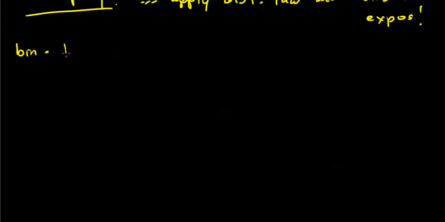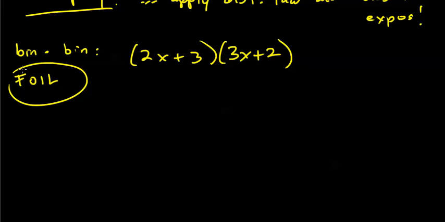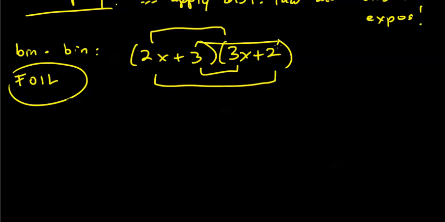A binomial times a binomial, I think, would be next up the ladder in degree of difficulty. For example, we'll start out easy. 2x plus 3 times 3x plus 2. This is a binomial times a binomial, and as you may recall from your first course in algebra, to multiply binomials we apply what we call the FOIL method. Basically, we multiply the firsts and the outers.